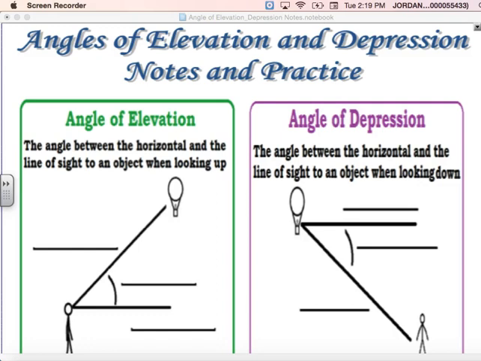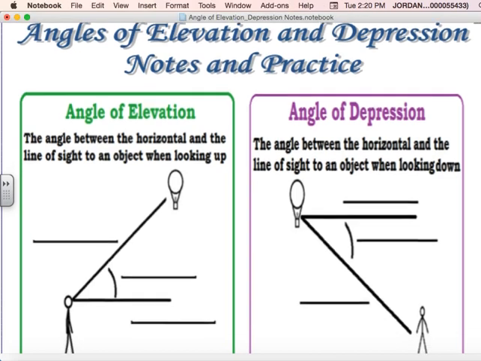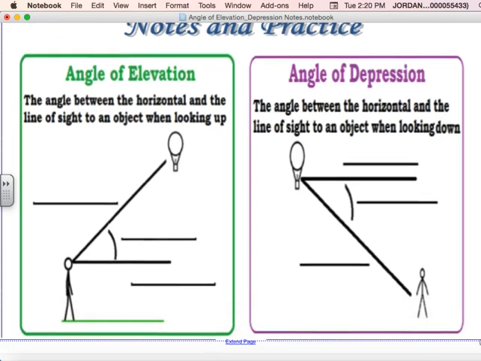Alright, so we're going to be talking about angles of elevation and depression today. So basically an angle of elevation is just the angle between a horizontal line and the line of sight whenever you're looking up at an object. So you can see here there's a person down on the ground and they're looking up at this hot air balloon here in the sky.